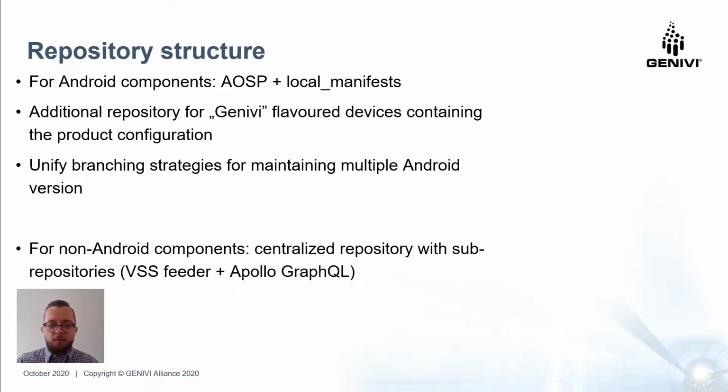There is also a proposal to unify the branching strategy to maintain multiple Android versions. It is aligned with the audio HAL subgroup since they are more dependent on the version of Android and the hardware. For non-Android components, one repository with sub-repositories. In that approach, we will have trackable sources with link dependency between the components kept as other Gits.